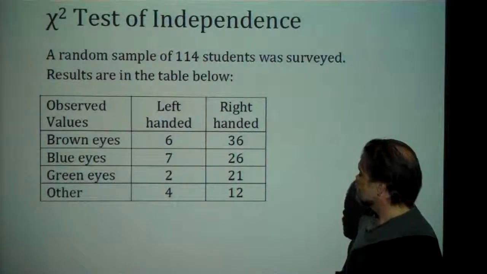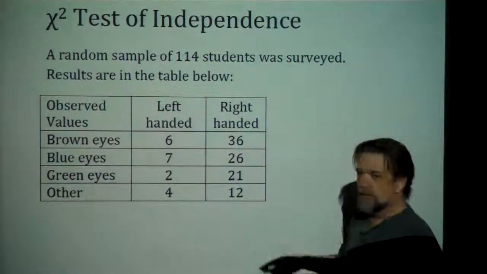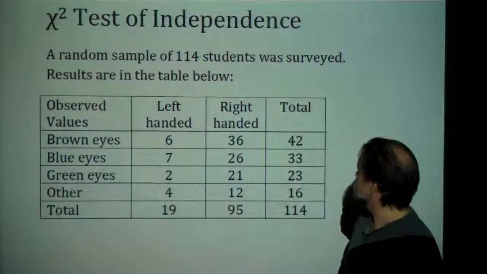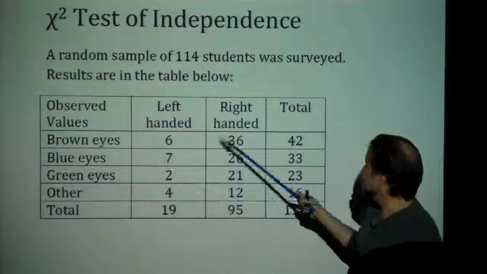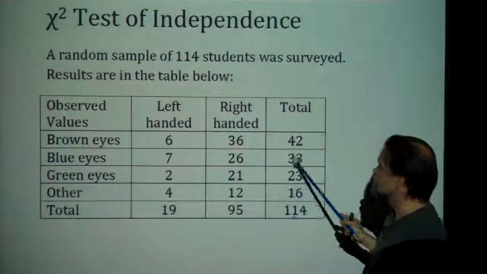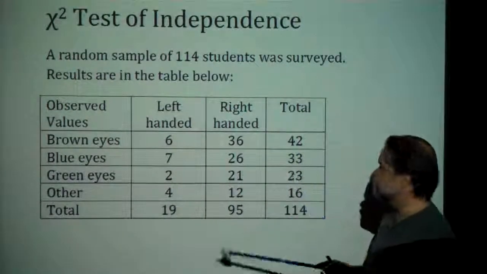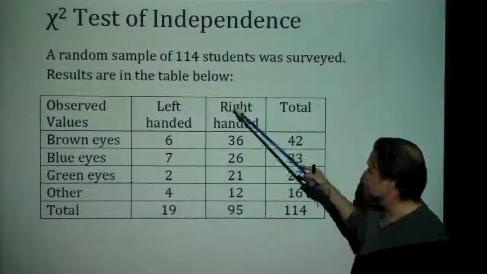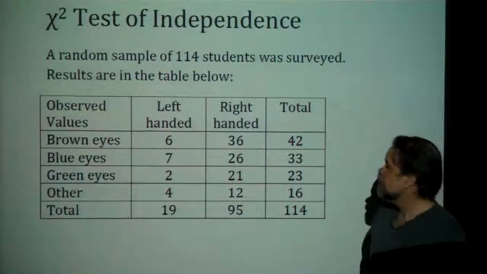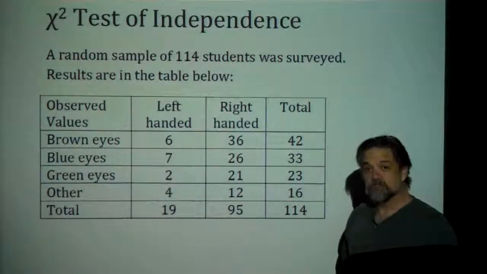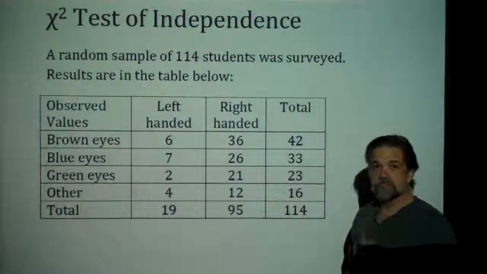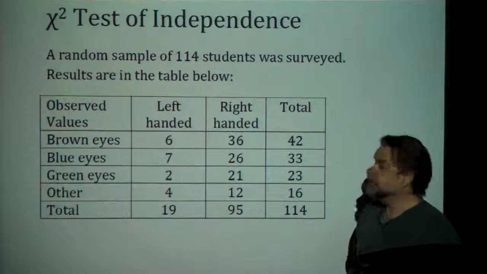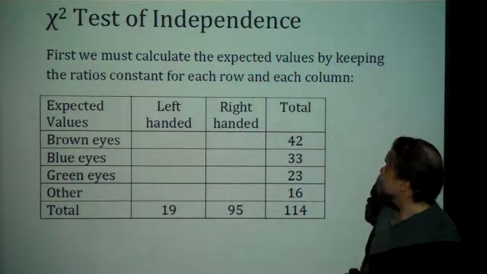So, what do we do? Step one, get some totals here, okay? Let's get some totals over here and some totals down here. How many total brown-eyed people do I have? How many total blue-eyed people do I have? How many total green-eyed people do I have? How many total left-handed people? How many total right-handed people, okay? Now, once you get those totals, now you can figure out, using your assumption of independence, what your expected values are going to be. And this is what I mean.